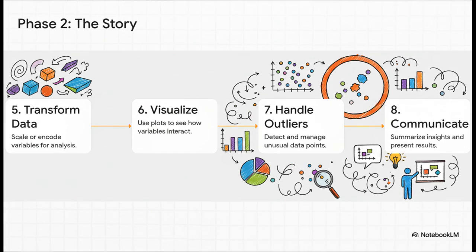All right, now phase 2 is where we really start to find the story. Step 5, you might need to transform your data a bit to make it easier to work with. Then, step 6, my favorite part, you start visualizing everything with charts and plots to see the relationships. Step 7 is where you handle those unusual suspects, the outliers. And finally, the most critical step of all, step 8, you communicate what you found.